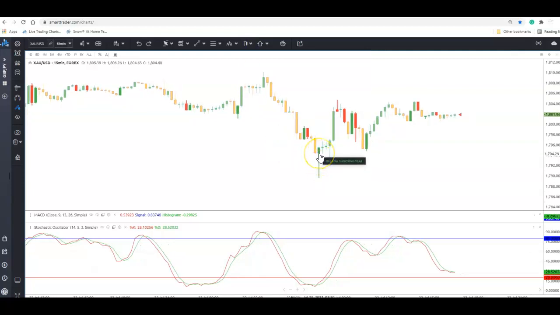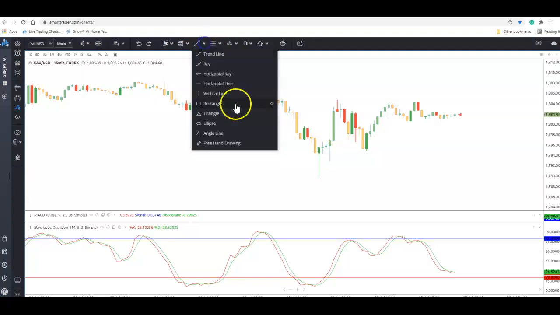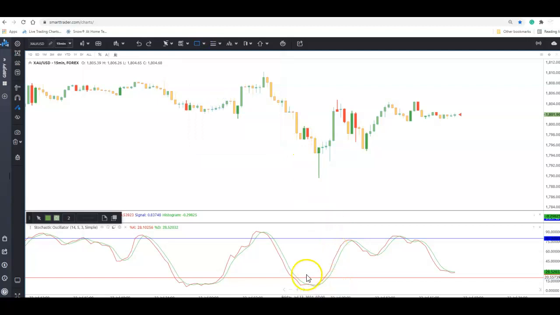So here's one. This is a bullish shooting star, and all you need to do is highlight it with your mouse, and it will tell you bullish shooting star. And I have to qualify it with stochastics. So stochastics is oversold on a 15-minute chart.